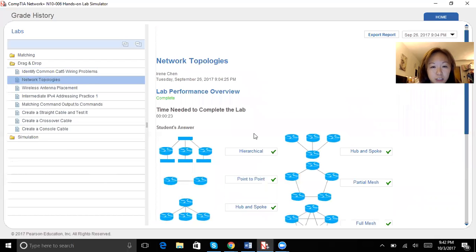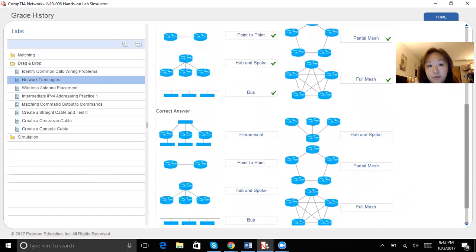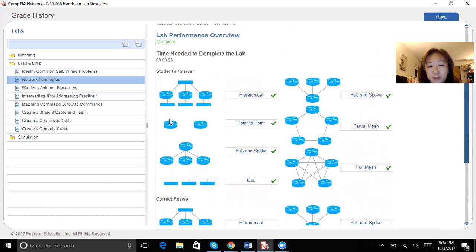Network topologies. This one, I actually enjoyed this one. We actually use kind of these diagrams a lot at work, and I'm more familiar with these. Point-to-point makes sense. Hierarchy, I kind of understood. Hubs and spokes, it kind of looks like what it is. It's interesting to learn that a full mesh kind of is the star shape.